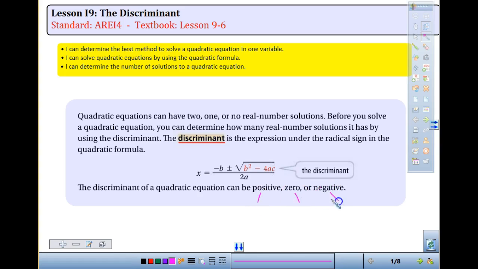So, if we are looking at this, if b squared minus 4ac, that part, comes out to be positive, what that means is you will have two solutions. If it is 0, you have one solution, and if it is negative, you have no solution. Okay? So that's what determines it.